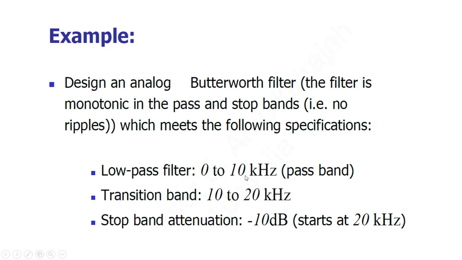The pass band ranges from 0 to 10 kilohertz. The transition band is from 10 kilohertz to 20 kilohertz. We will see in the diagram how these specifications can also be explained with the help of the frequency response. And the stop band attenuation is minus 10 dB, which starts at 20 kilohertz, of course, as given here. So let's look at the specifications.